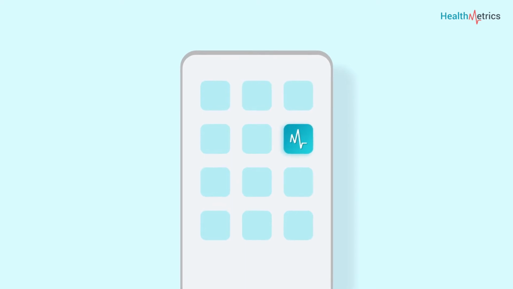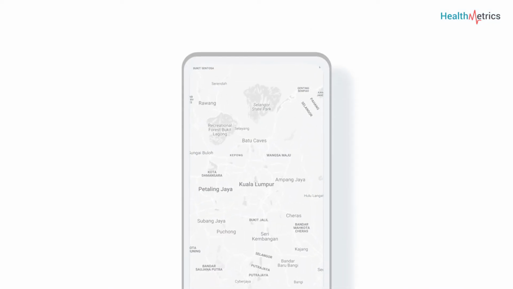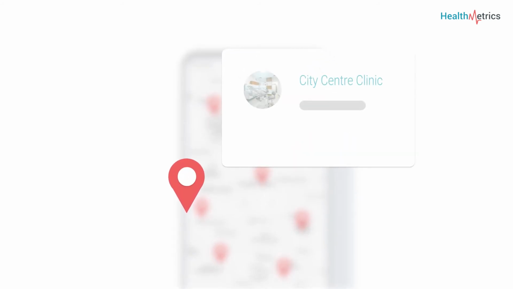We then bring together your benefits into an engaging and seamless experience for your employees in the HealthMetrics mobile application. Now, your employee is able to use their benefits, locate their nearest healthcare providers, and seek treatment easily.